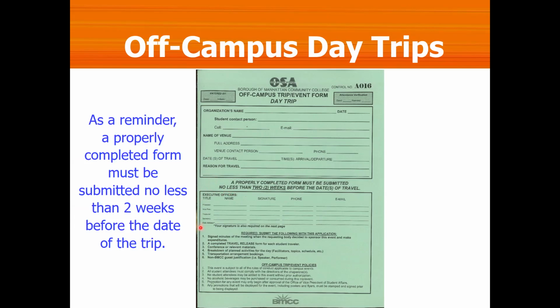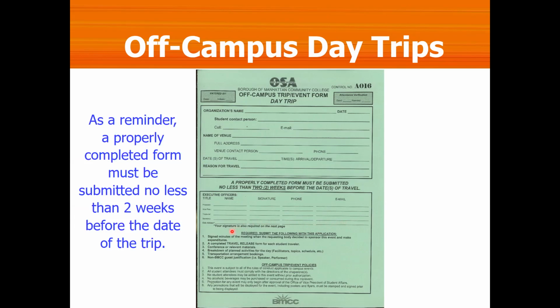Now in this section, all executive officers must provide their name, a signature, a phone number, and an email address. But each individual executive officer must complete it for themselves. So the vice president must provide their name and their own signature, as well as their phone number and email address. The club advisor is also required on this form. So have your club advisor provide their name, their signature, their phone number, and their email address.